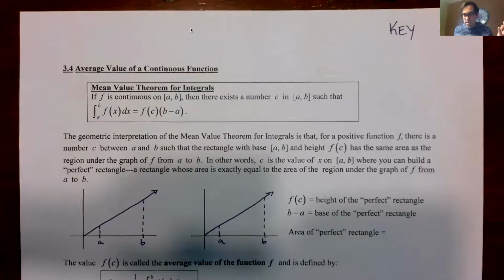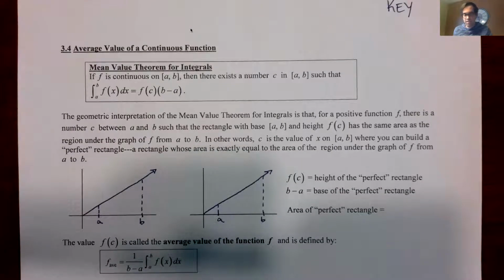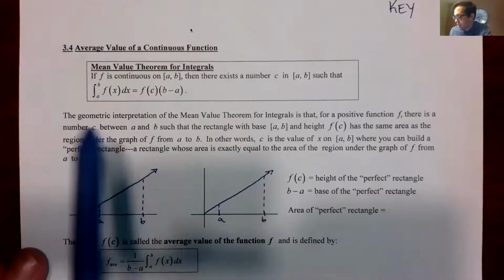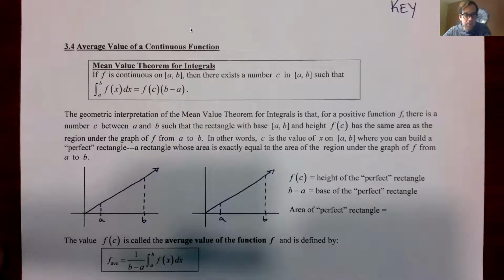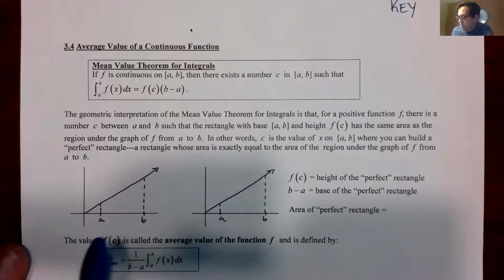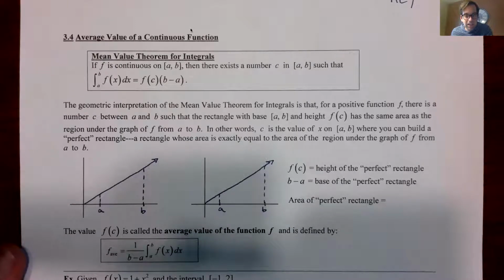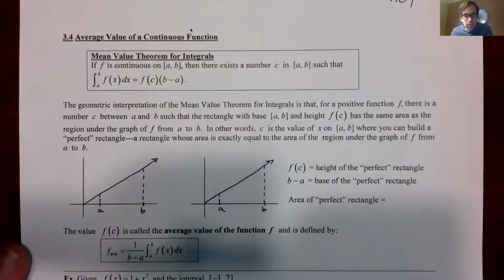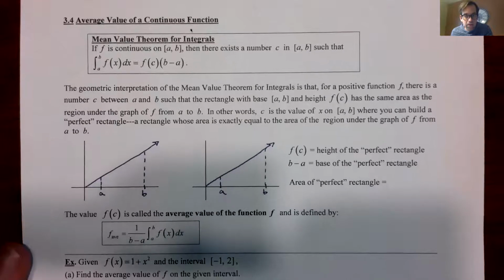Now, I know that's a little bit complicated language, but this next section I think really breaks down exactly what this is saying. And I really like this, so let's take a look. The geometric interpretation of the mean value theorem for integrals is that for a positive function f, there is a number c, remember that's an x value, between a and b, such that the rectangle with base from a to b and height f of c has the same area as the region under the graph of f from a to b. In other words, c is the value of x on a to b where you can build the perfect rectangle, a rectangle whose area is exactly equal to the area of the region under the graph of f from a to b.